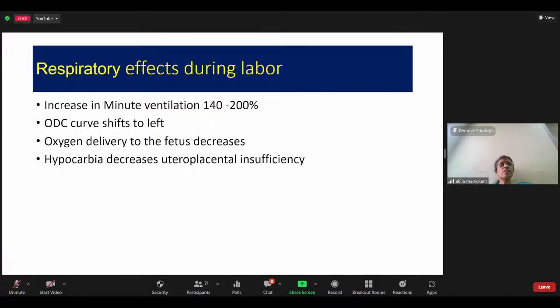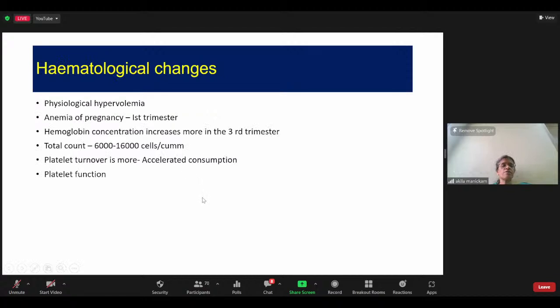And during labor, the increase in minute ventilation, as I told you, is similar to cardiac output. This also increases by 142 to 200%. Because of this hyperventilation, the ODC, the oxygen dissociation curve, shifts to the left, and there is decreased unloading of oxygen, which ultimately results in fetal bradycardia or decreased oxygen delivery to the fetus. And hypocarbia will also decrease uteroplacental perfusion.